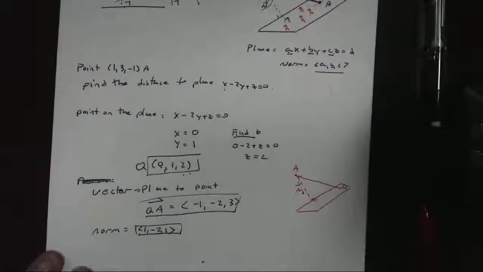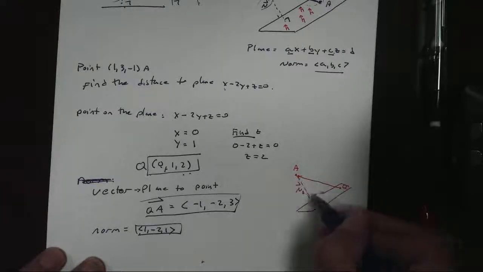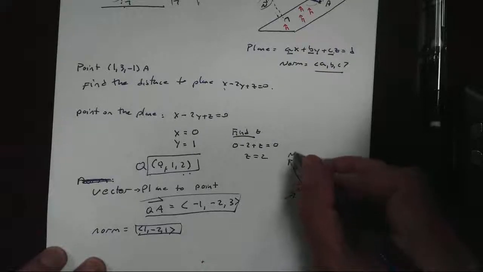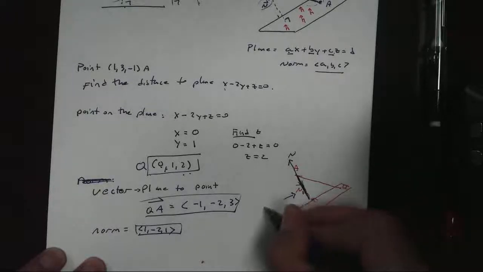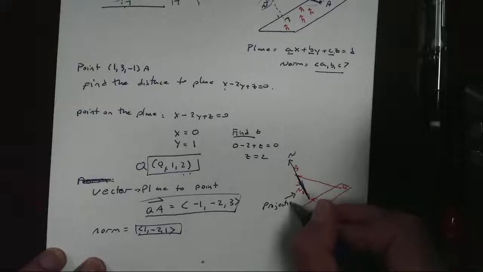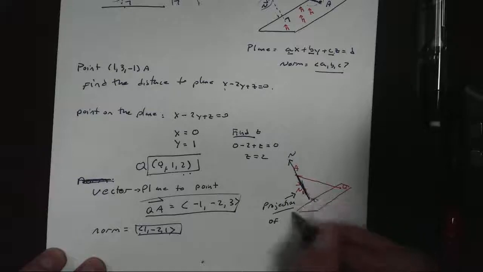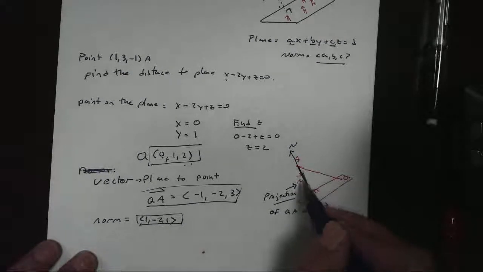Now comes the fun part. How do we find the length right here? Well, from earlier we learned about projections. This norm right here goes all the way up. I only want this little length right here. That is a projection. So what we want to do is find the projection of, in our case, QA onto the norm itself. If I can find that projection, that's going to give me this length right here.